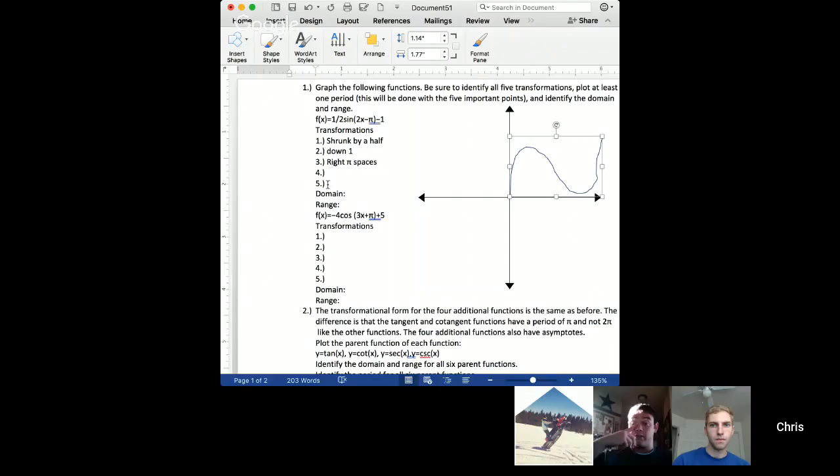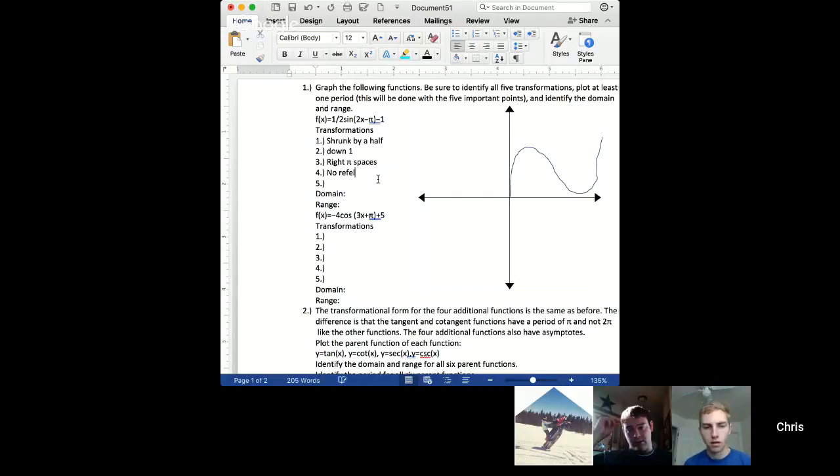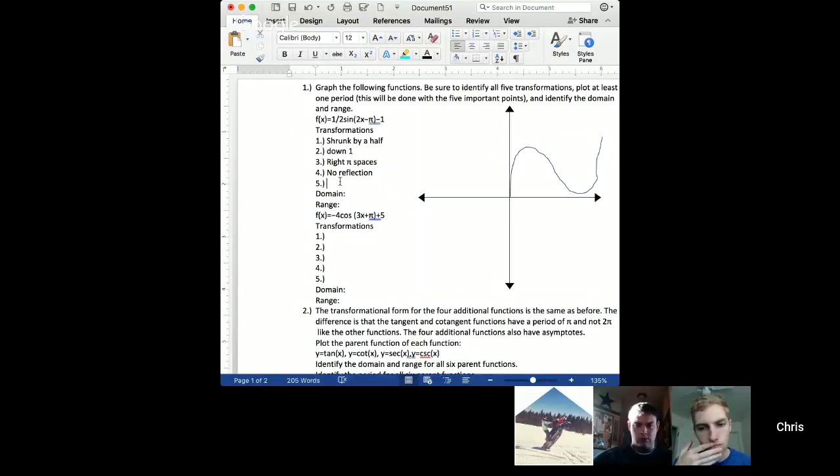So you have the shrink, you have the reflect, you have the right, you have the down. You know, right or left and then down. Yeah, and then I know you've got... So one that you're missing is not reflected over the x-axis. No reflection. Okay. So you've got left, you've got down, you've got to the right, no reflection, and that 2 is the other one. Yeah. So is it just stretched out by 2?